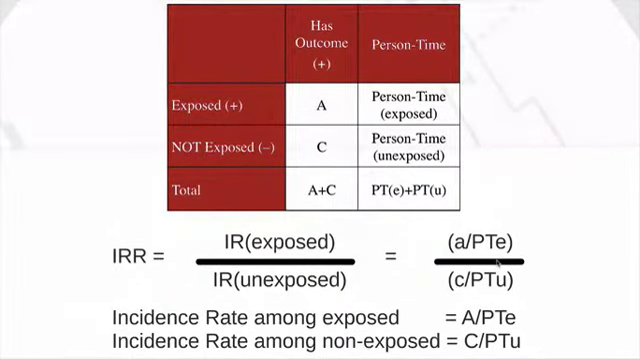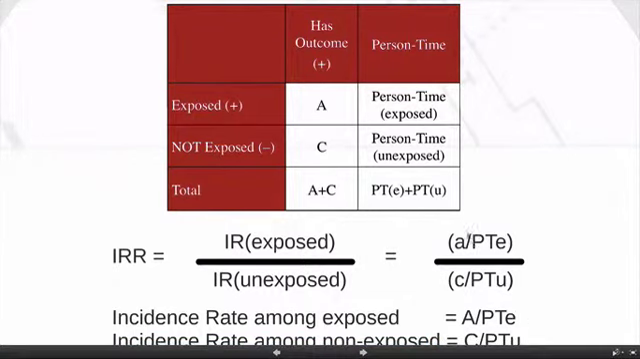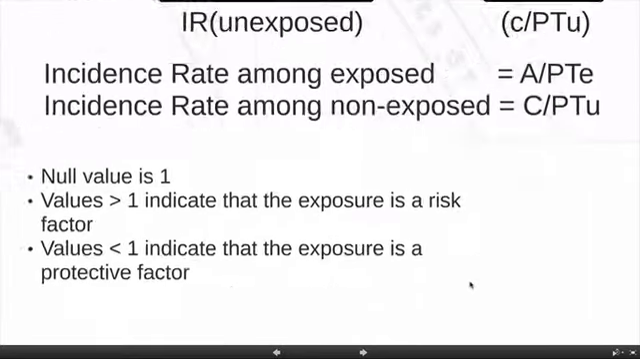Okay, so as you might imagine, the formula follows from there. An incidence rate ratio, as I mentioned, might also be called a relative risk. It's the incidence rate in our exposed group over the incidence rate in the unexposed group. If we want to use the letters from our boxes, it's A over the person time in the exposed, over C, right here, over the person time in the unexposed. Again, we're just comparing the incidence rate in our exposed to the incidence rate in our unexposed.